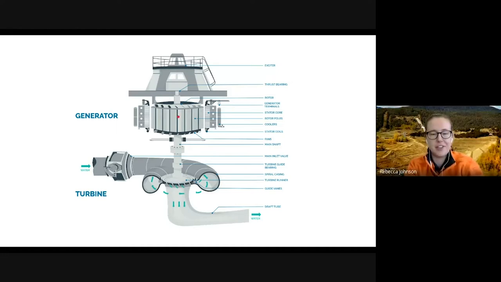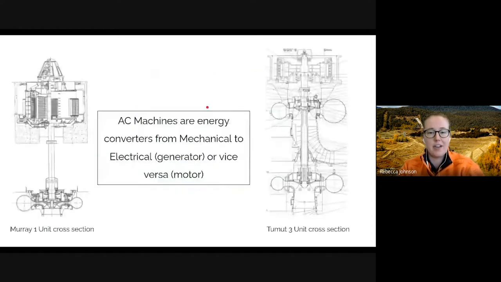Yeah, thanks, Sarah. So as you mentioned, the top part is the generator and is sitting above the turbine. Now, there are two main parts to the generator. There's the bit in the middle, which is the rotor, and that's the rotating part. And this sits inside of the stator, which is the stationary part. Now, both of them have many loops of conductive metal cores, and this can create magnetic fields and allows the electricity to move. Now, Ben, if you can just jump to the next slide for me, there's some more pictures here of our actual units at Murray 1 and T3.